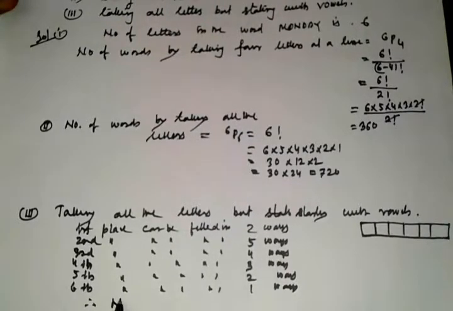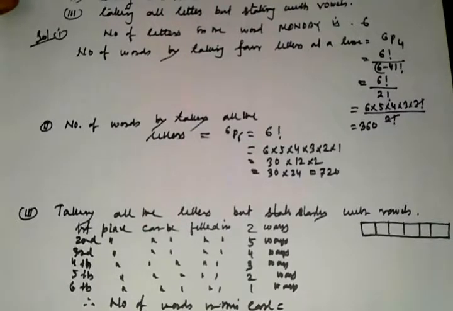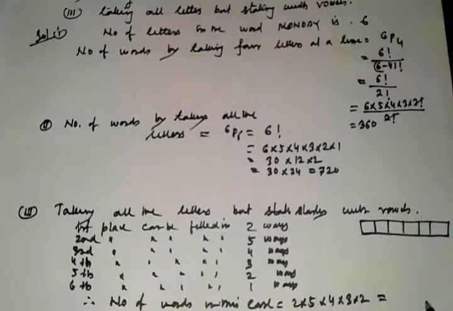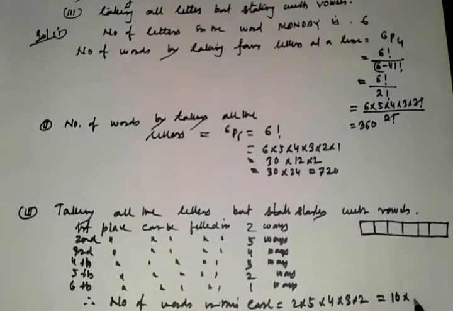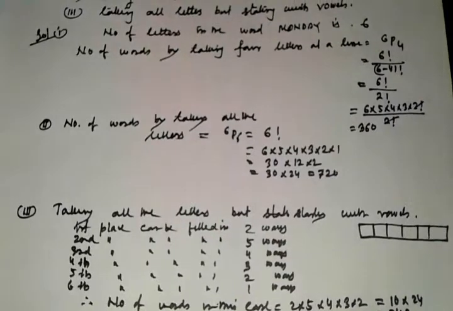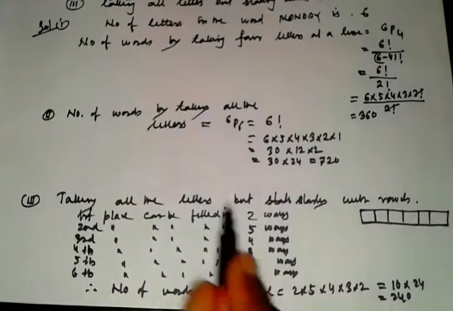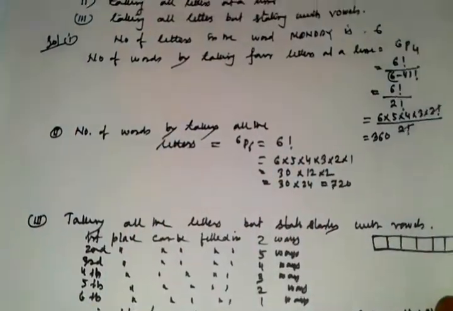Therefore the number of words in this case is equal to 2 into 5 into 4, 3, 2, and this is 10 into 24, 240. That is 240. So, this is the problem.